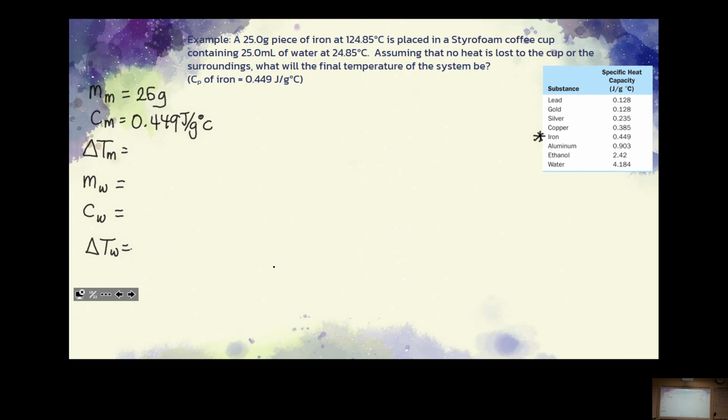At 124.85 degrees Celsius. Now that's not the change in temperature, right? So that is actually your initial temperature of the metal, okay, and it's placed in a styrofoam coffee cup, so our fancy calorimeter, containing 25 milliliters of water at 24.85 degrees Celsius. So again, we are given an initial temperature, and this is specific to the water.